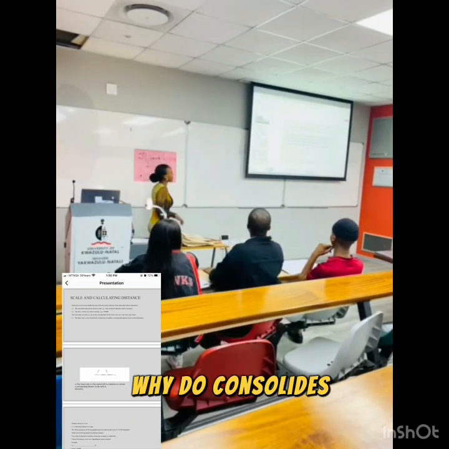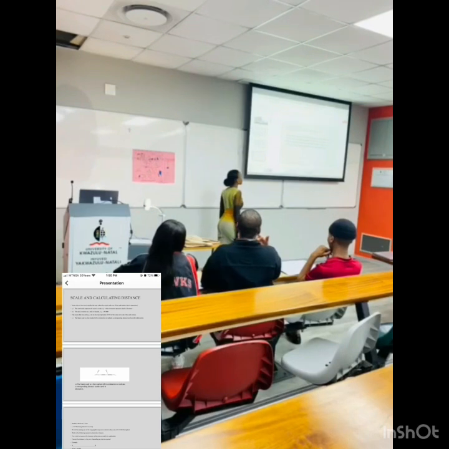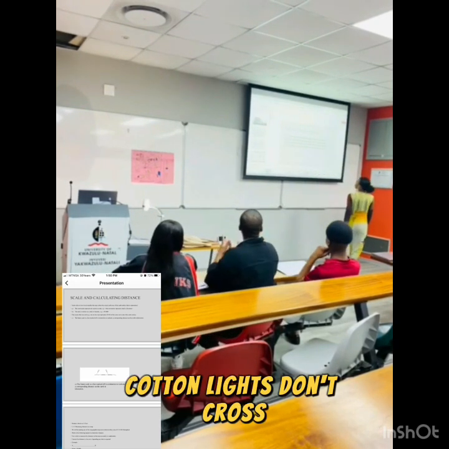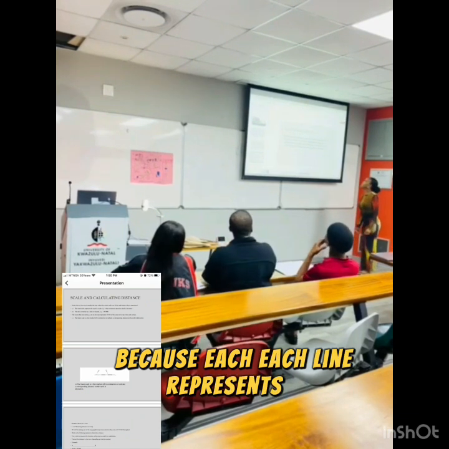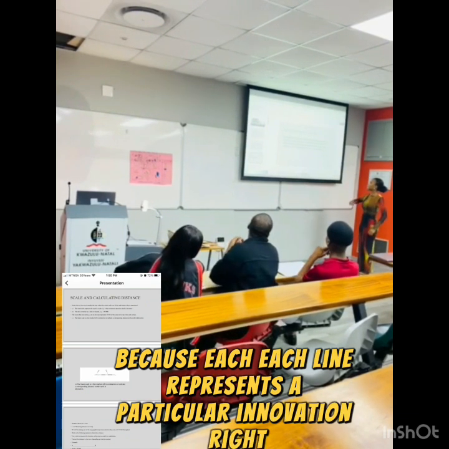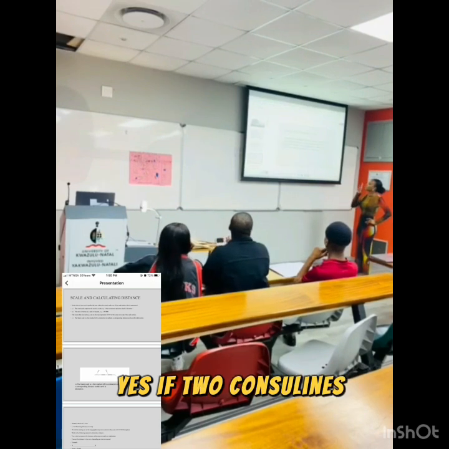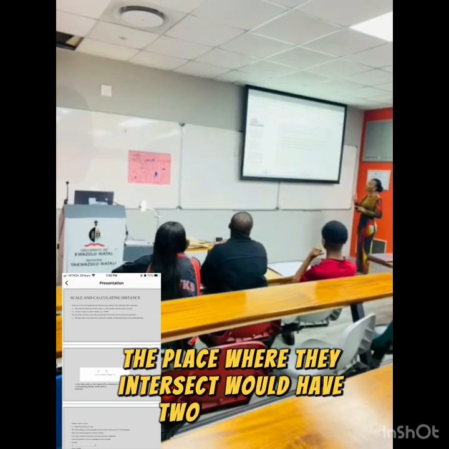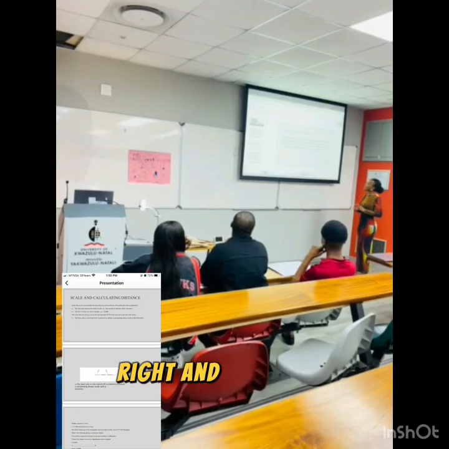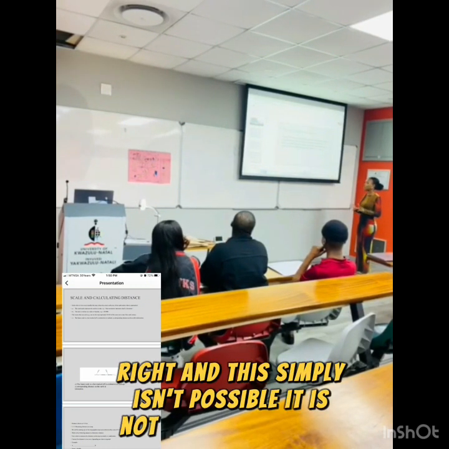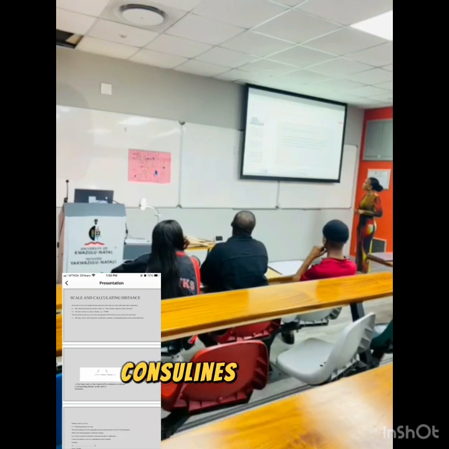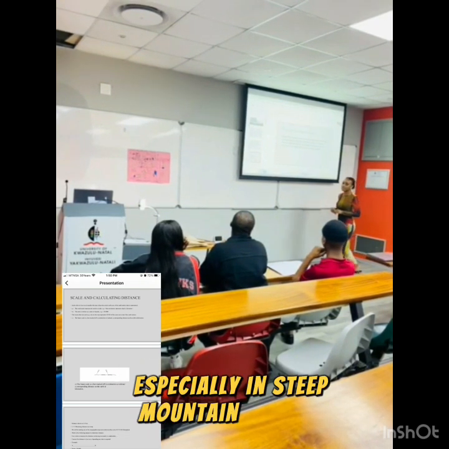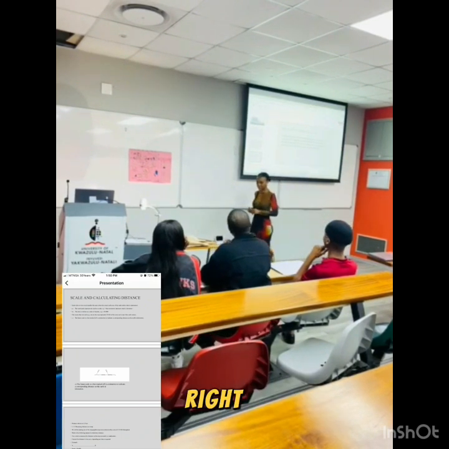Why do contour lines never cross? Contour lines don't cross because each line represents a particular elevation, right? Yes. If two contour lines crossed, the place where they intersect would have two different elevations, right? And this simply isn't possible. However, contour lines can come very close to touching, especially in steep mountain regions, right?